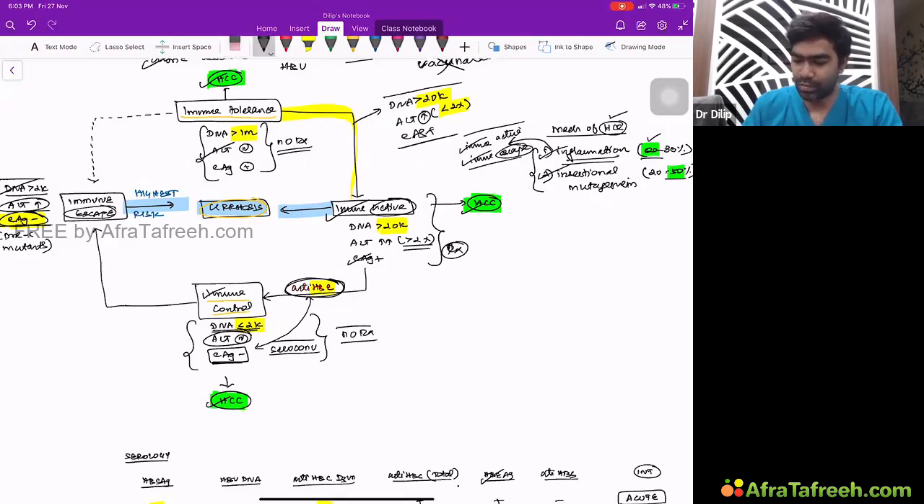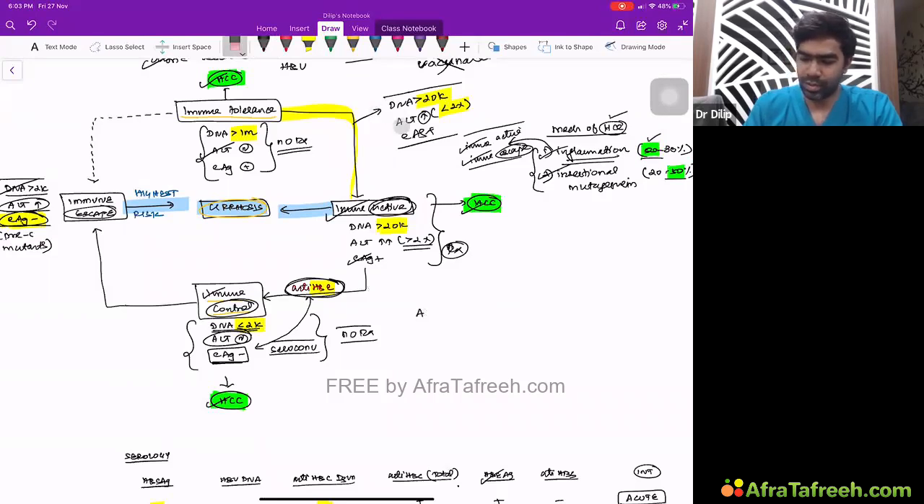So when they're moving from this phase to this phase, DNA can still be more than 20,000. ALT levels can be increased, but less than 2 times the upper limit of normal, because the patient is going from active phase to control phase. E antigen can still be positive. So you have no idea. That's why these are called gray areas. And similarly, there is another gray area that you have to look for.